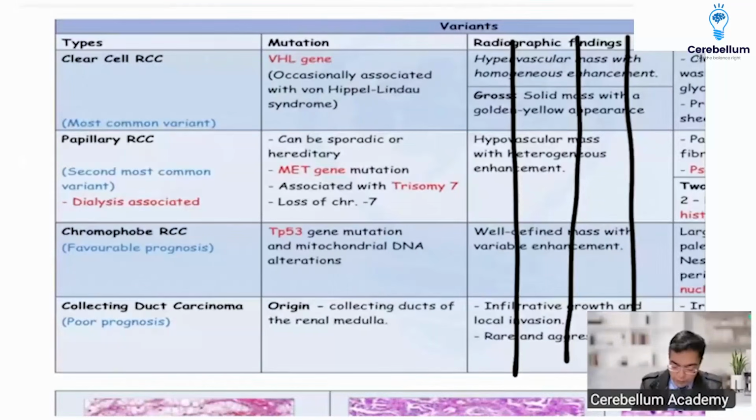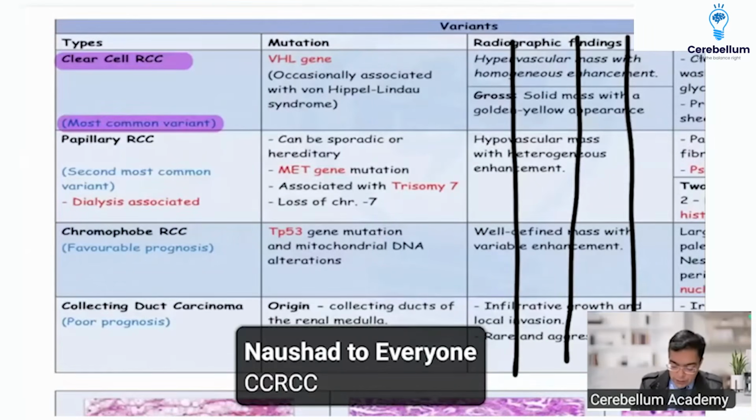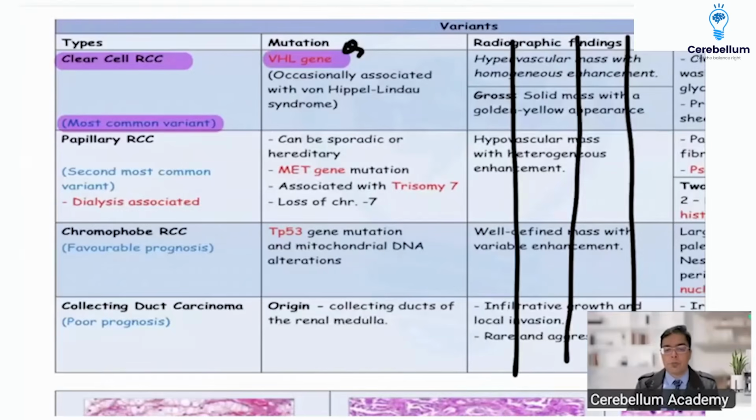The commonest type of kidney cancer that is going to be seen in the patients is going to be clear cell cancer. This is going to be associated with the presence of VHL gene mutation. This was a NEET PG question in 2023. VHL gene mutation. So if you do not look at the notes and try to understand, VHL is an example of a tumor suppressor gene.